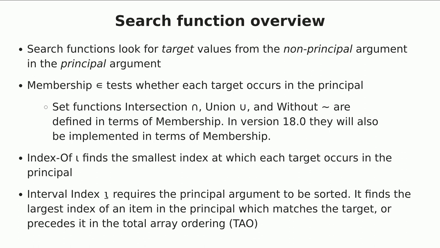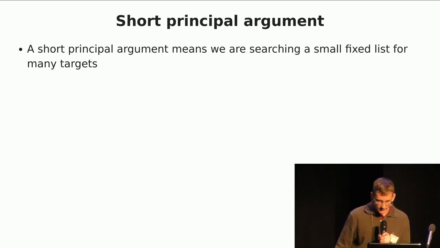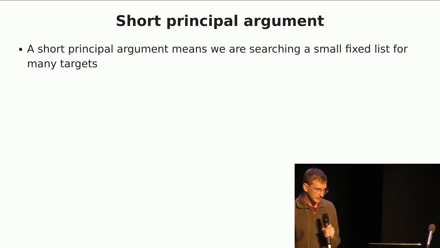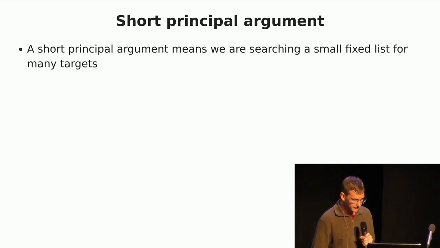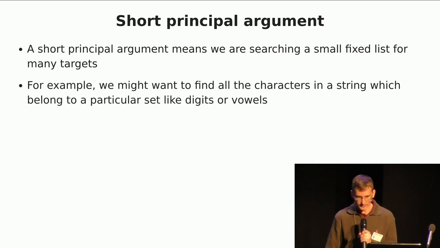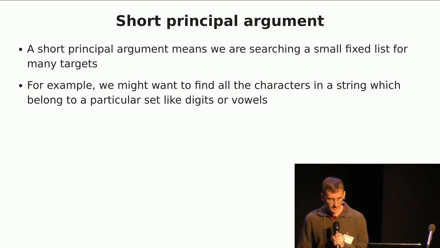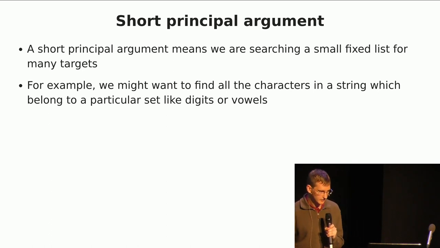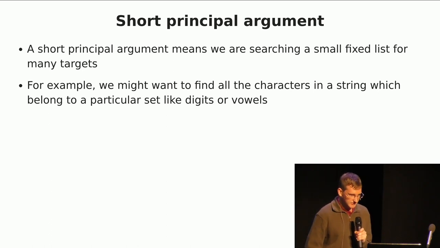Okay, I've been talking about these in terms of one whole principal argument and a single target value. And so you might be kind of thinking in terms of the non-principal argument as the smaller one. But actually, most of what I'm going to talk about today is the case where we have a short principal argument and a lot of targets, meaning a long non-principal argument. So that's like we have a small fixed set. An example is maybe I have all the digits, and then I have a longer vector array, and I want to know where in that set each element belongs.